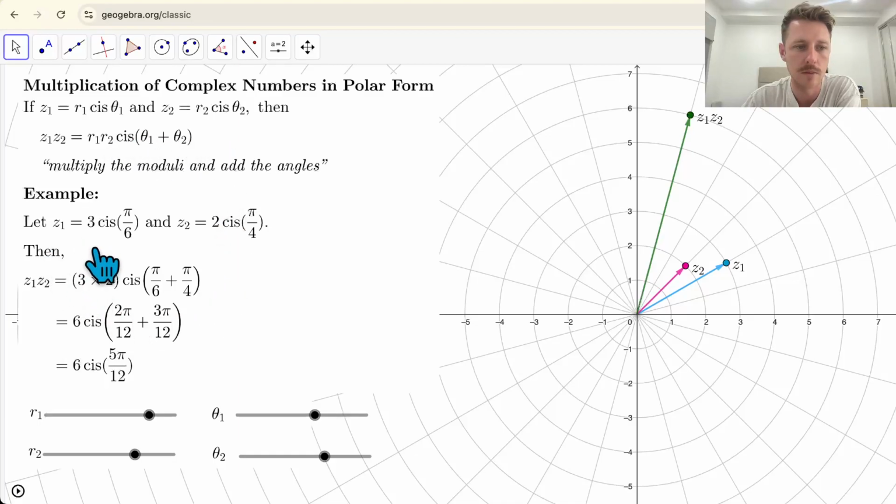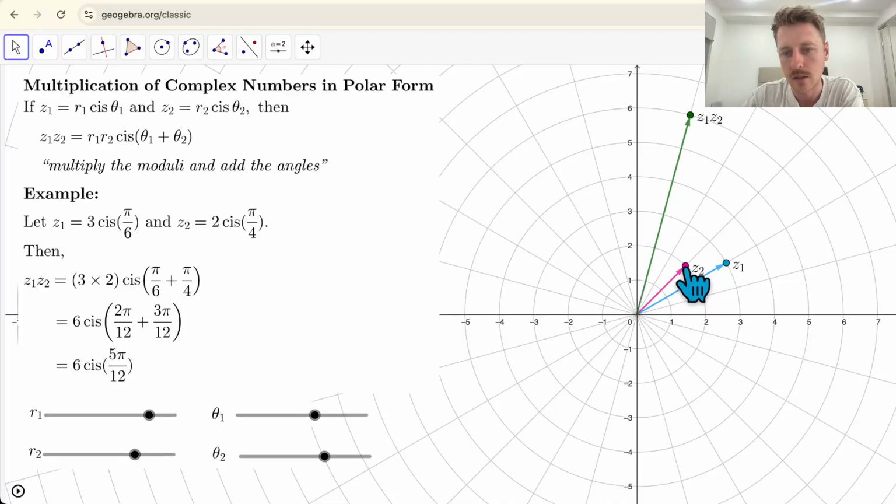So let's run through this example here. Let's look at z1 and make sure we've got it all sorted. z1 has a modulus of 3, so it needs to be on this circle, the 3 circle, and has an argument of pi on 6. So this is pi on 12, 2 pi on 12, which is pi on 6. So z1 is in fact at that point. I think you would agree, because remember, these are increments of pi on 12. z2 has a modulus of 2, so it's on this circle here, and has an argument of pi on 4.